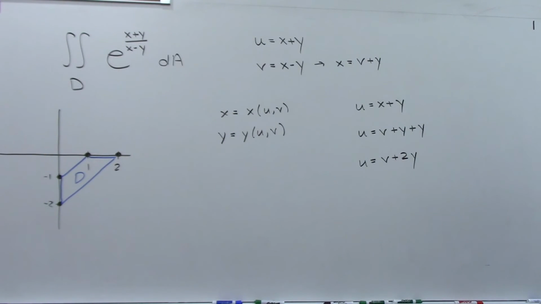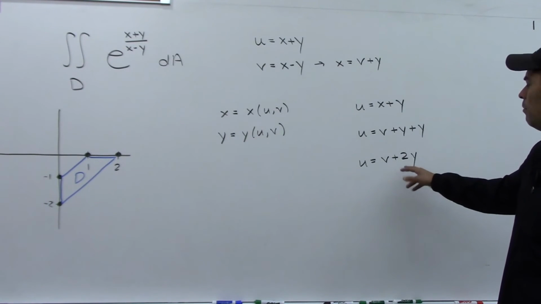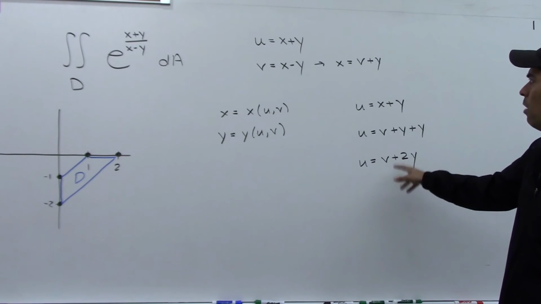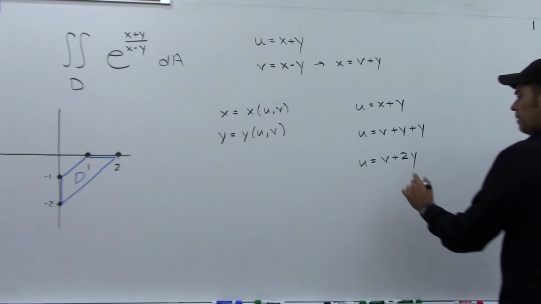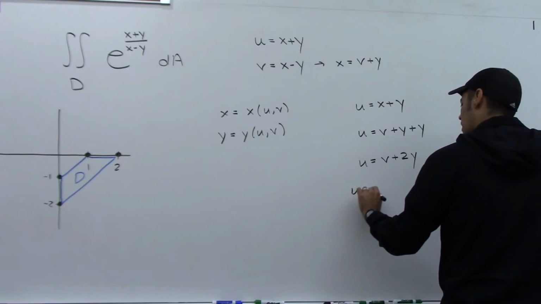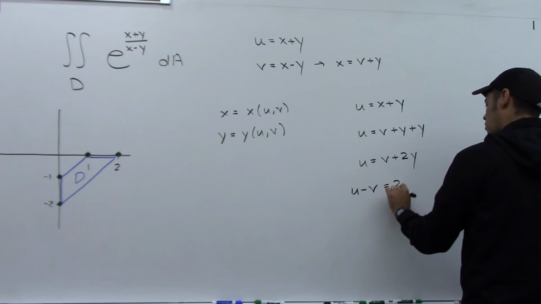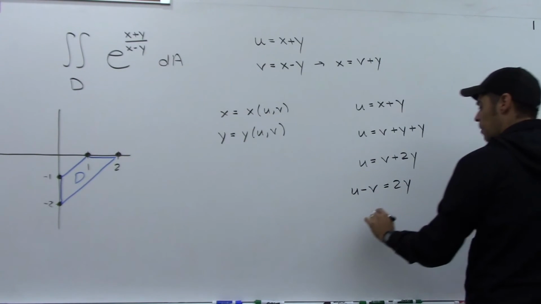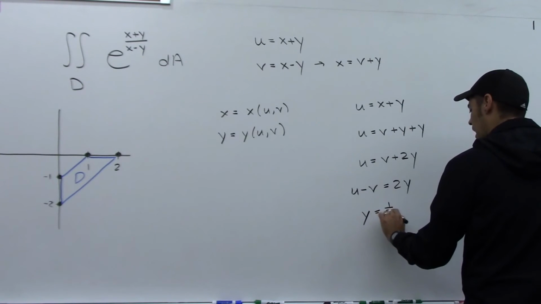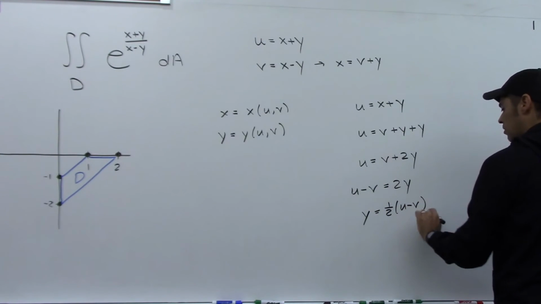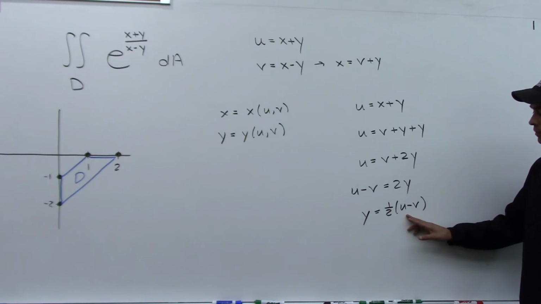But, well, yeah, I guess I could do it that way. I still need y. Well, if I solve this for y, I have y as a function of u and v. There we go. That's what I can do. So u minus v, if I subtract, I get 2y. And then multiplying both sides by 1/2, I get y is equal to 1/2 (u minus v). So notice y is now a function of u and v.